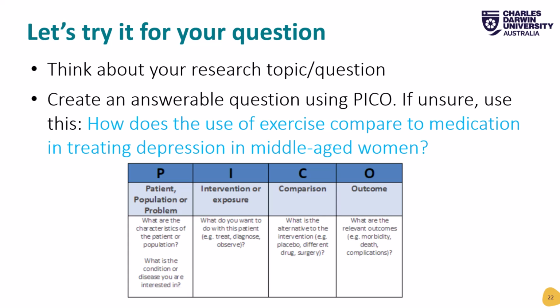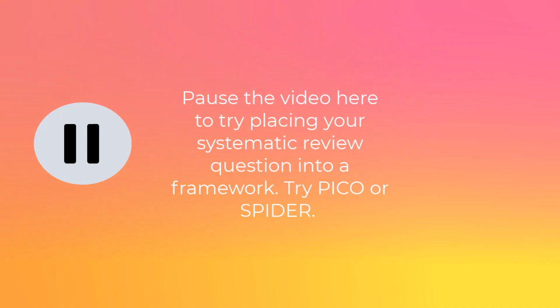Next, try this for your question. Does your question fit into PICO, or does another framework help you create an answerable question? Pause the video here to try placing your systematic review question into a framework. Try PICO or SPIDER.